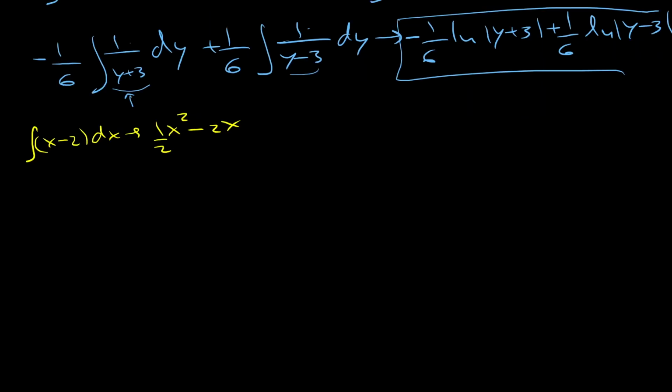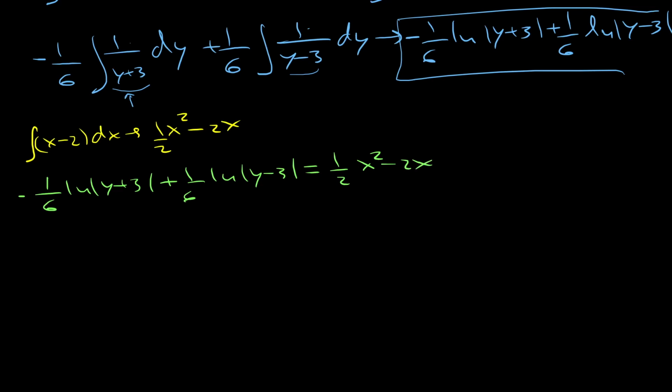Okay, so let's get both expressions in the same form. Minus 1/6 ln of y plus 3, plus 1 divided by 6 ln y minus 3, is equal to 1/2 x squared minus 2x. You can additionally simplify this a little bit and multiply everything by 6. So you get minus ln of y plus 3 plus ln of y minus 3 equals, 6 divided by 2, that's 3x squared, and then minus 2 times 6, that's minus 12x.